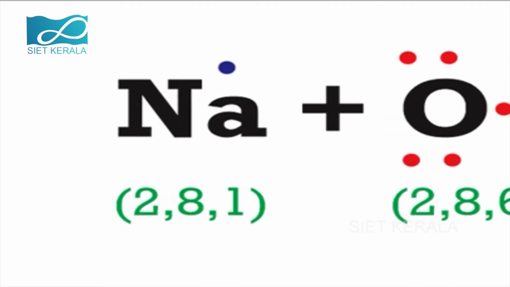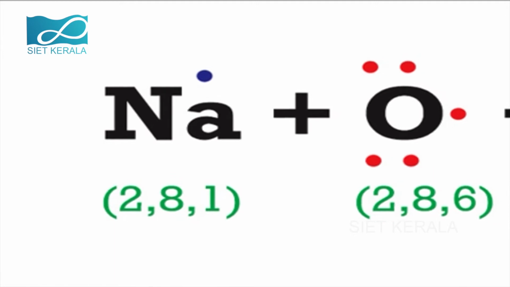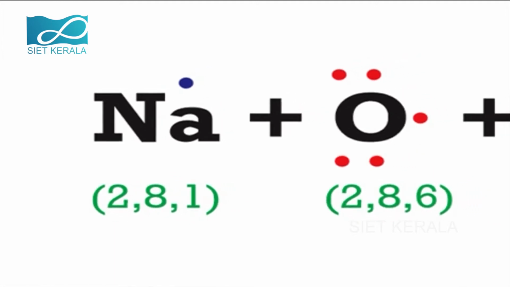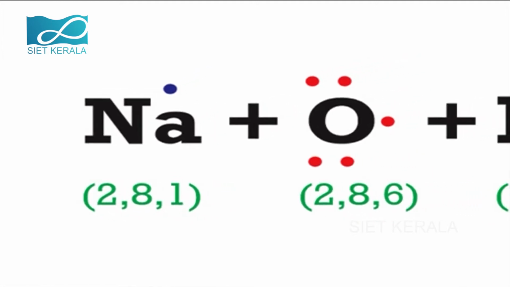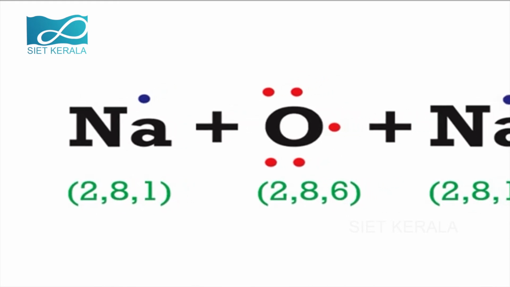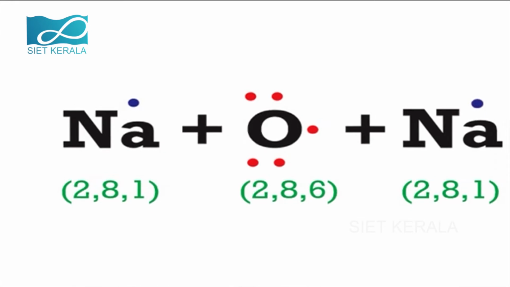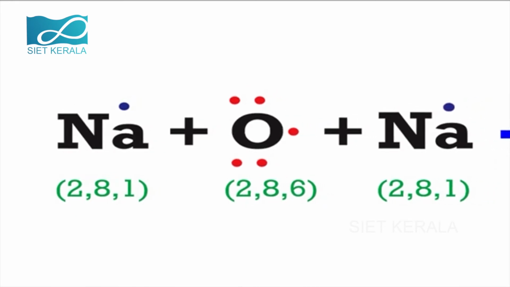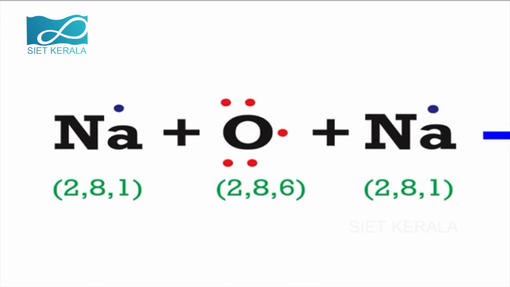Let us see another example, which is different from the above 2 situations. Elements of sodium and oxygen combine together and form sodium oxide. See the electron distribution of sodium and oxygen. Sodium has only 1 electron in the outer shell, while oxygen has 6 electrons in the outer shell.